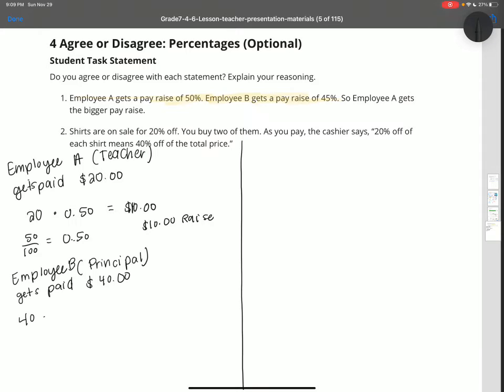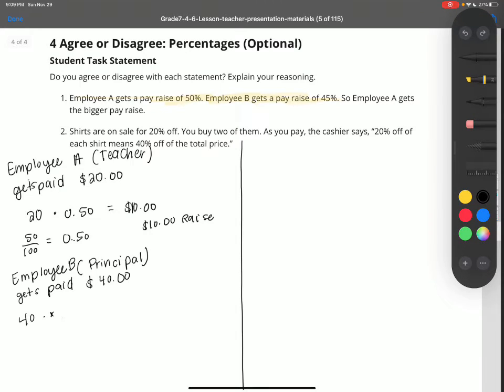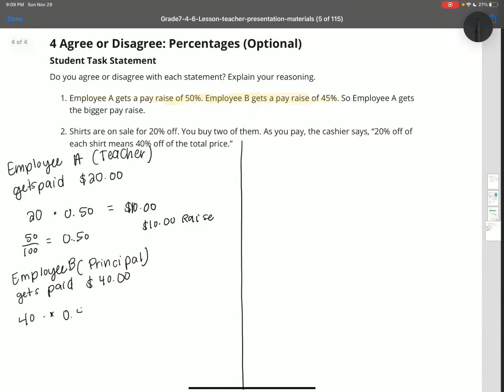Let's multiply that times 0.45. Well, let me go back and erase because I'm moving too fast. I do that a lot, so I need to slow down. 0.45, and keep in mind, where do I get that 0.45 from? 45 over 100 equals 0.45. So when I multiply those two components together, I'm just quickly multiplying it on my calculator so you guys can get this. Employee B would get an $18 raise.